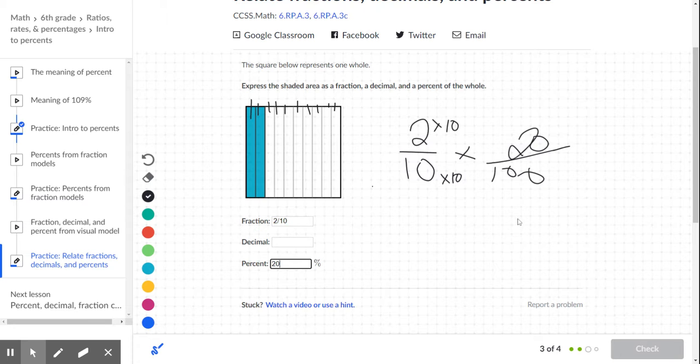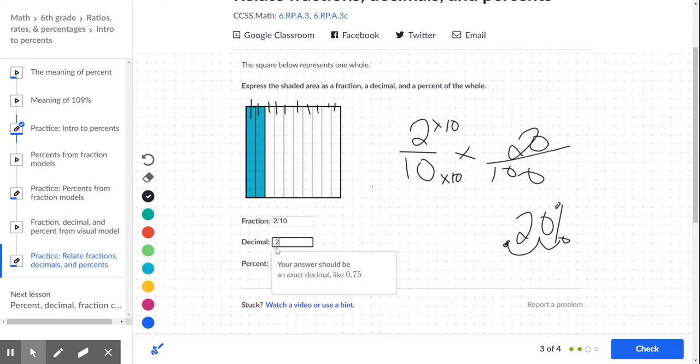Now that we have our percent, which is 20, take my percent sign, move it to the left twice, boom, boom, that's my decimal, 0.2 or 0.20.